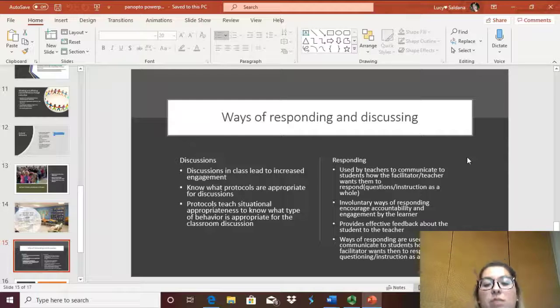So the last thing, ways of responding are used to explicitly communicate to students how the facilitator wants them to respond to questioning instruction as a whole group. So this is kind of like the first bullet point. This is just showing the teacher how they're communicating the information with other students or with them, to see if it's making sense, how they're explaining everything to maybe their group, that they're understanding, that they're on the same page and stuff like that.